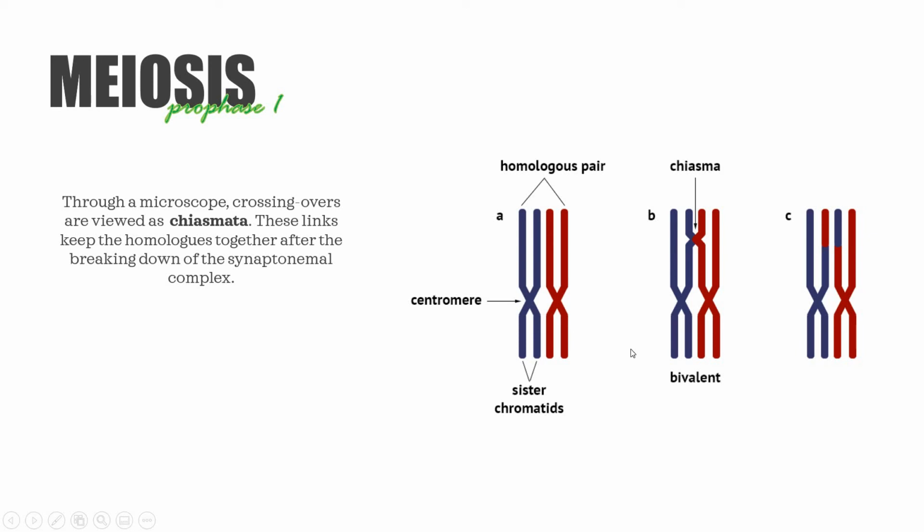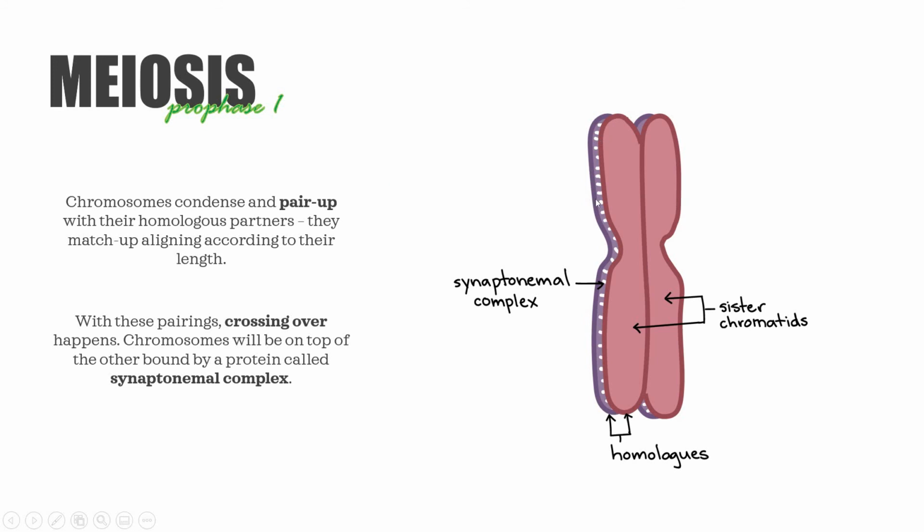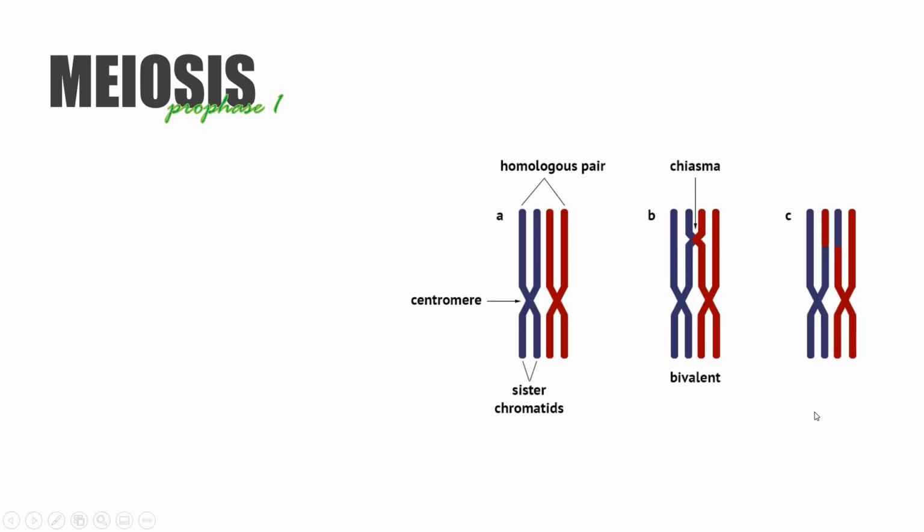Now, through a microscope, crossing overs are viewed as chiasmata. These links keep the homologs together after the breaking down of the synaptonemal complex. Yung kaninang pinakita natin na synaptonemal complex, this one, mabibreak down yan. Okay, mawawala rin yung force na nagbabind sa dalawang chromosomes na to. And what is going to remain is the chiasma. Siya lang yung matitira na magbabind sa dalawang chromosomes.